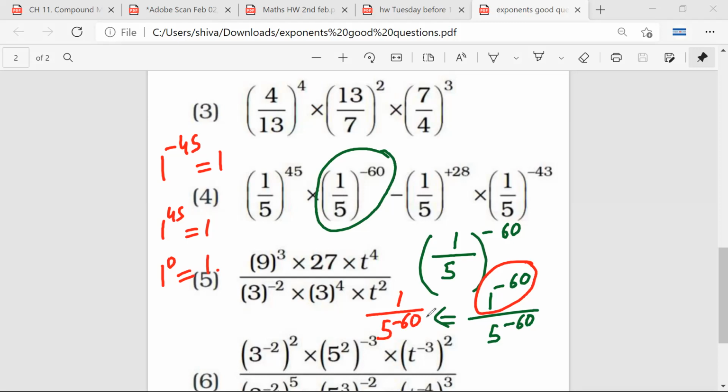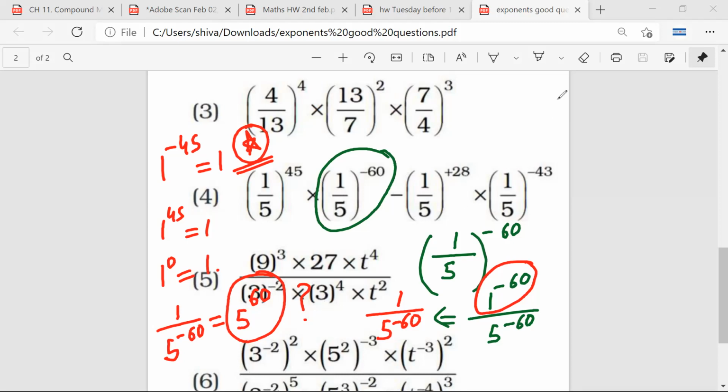Sanvi, any confusion? No. Okay. Now, this is the first thing that I wanted to discuss. Anybody has a confusion, they can stop me right now. The second thing that I want to discuss with you is, for example, 1 upon 5 raised to power minus 60. Can I write this as 5 raised to power 60? Can I write like this? Yes. Aishwarya, any doubt? No, sir.